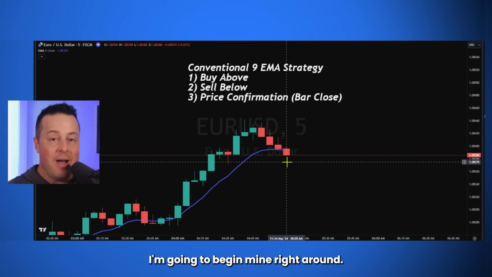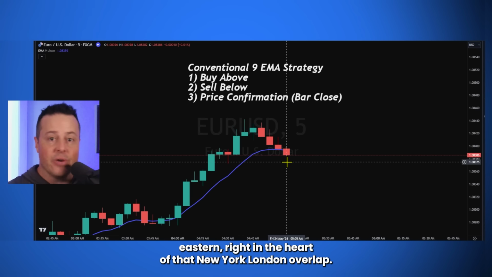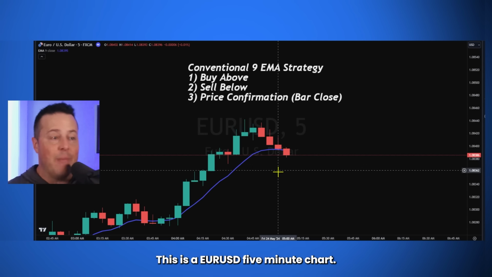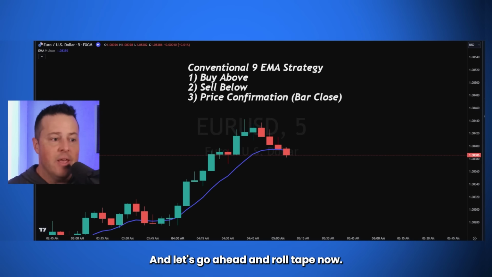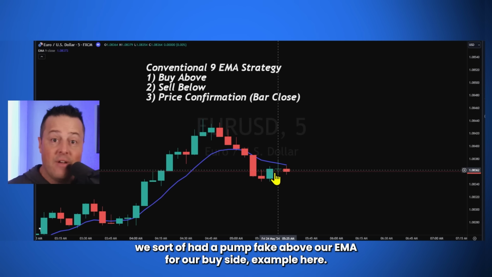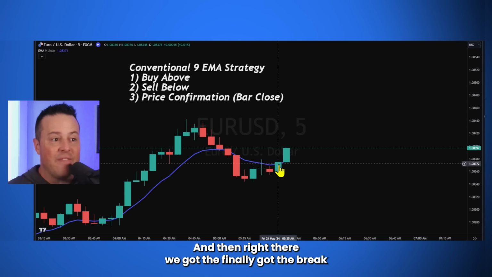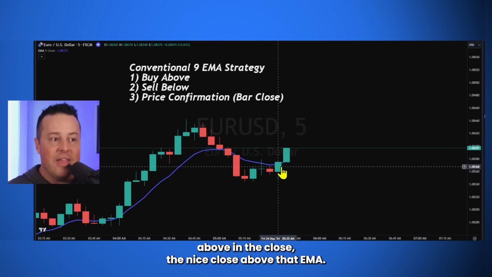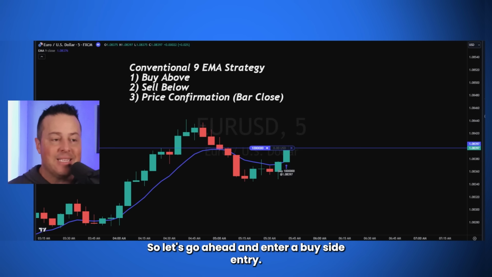I'm going to begin mine right around that 7 a.m. Eastern, right in the heart of that New York-London overlap. This is a EUR/USD 5-minute chart. And let's go ahead and roll tape. Now, right there, we sort of had a pump fake above our EMA for our buy side example here, and then right there we finally got the break above and the close, the nice close above that EMA. So let's go ahead and enter a buy side entry now.